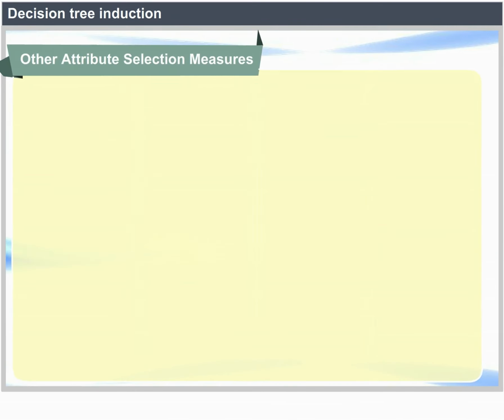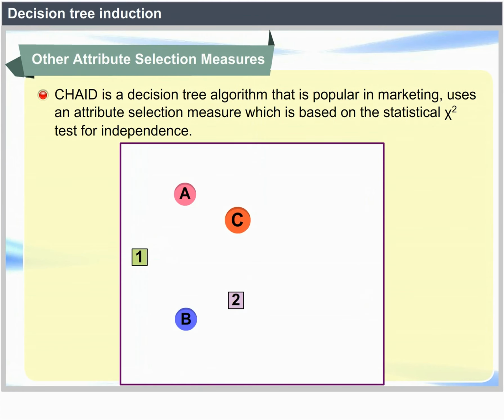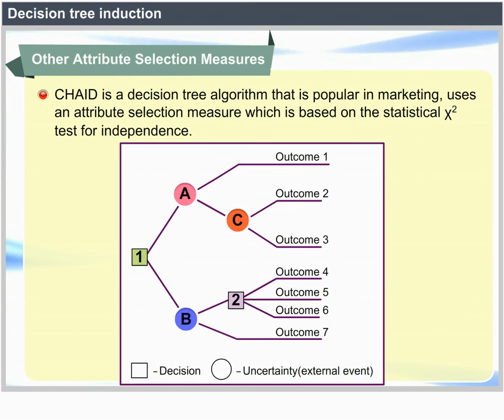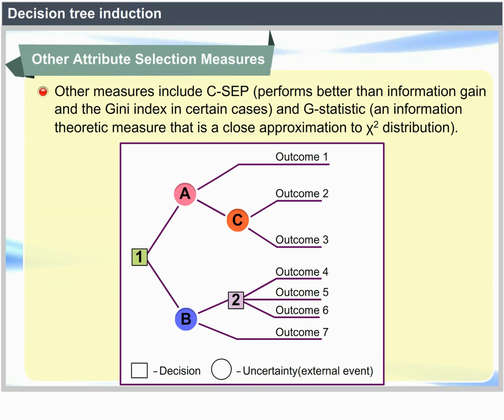Other attribute selection measures. CHAID, a decision tree algorithm that is popular in marketing, uses an attribute selection measure that is based on the statistical chi-square test for independence. Other measures include C-SEP, which performs better than information gain and the Gini index in certain cases, and G-statistic, an information theoretic measure that is a close approximation to the chi-square distribution.